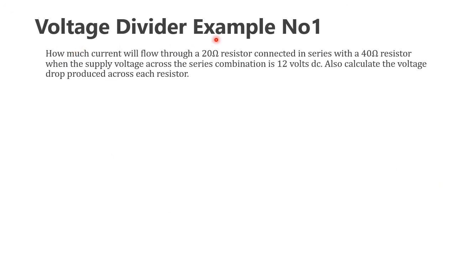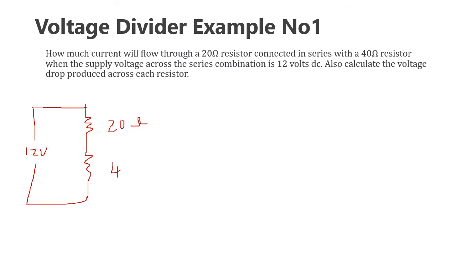So here is an example question. How much current will flow through a 20 ohm resistor connected in series with a 40 ohm resistor when the supply voltage across the series combination is 12 volt DC? Calculate the voltage drop produced across each resistor. So we can draw the circuit like this. Here there are two resistors connected in series and it is connected with a 12 volt DC supply. The resistance values are 20 ohm and 40 ohm.